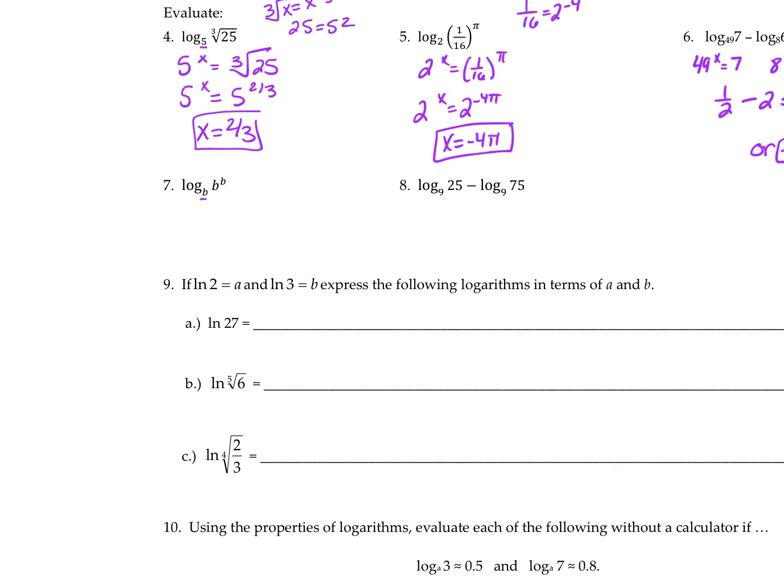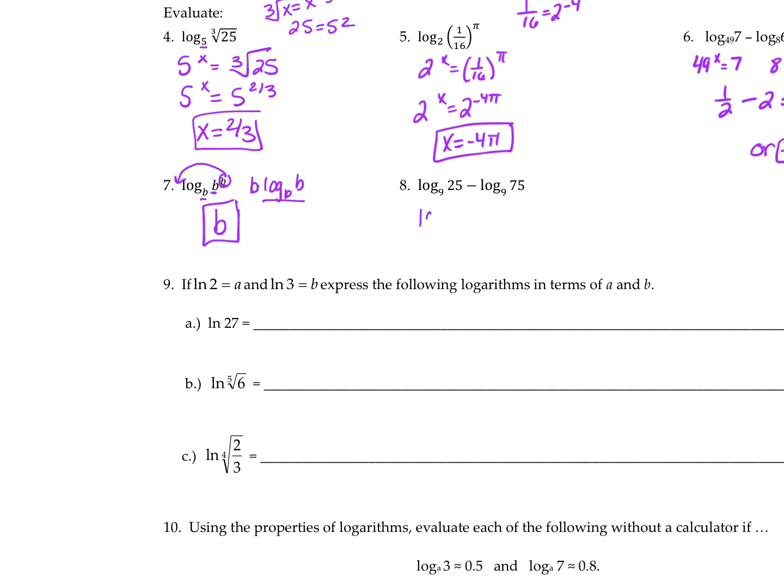All right, anytime I have the same base with the same value, the answer is just going to be the exponent. The answer to this one is just b. You could also think about it as that you're bringing that exponent down in front, so it'd be b times log base b of b. Log base b of b is 1, so b times 1 is b.